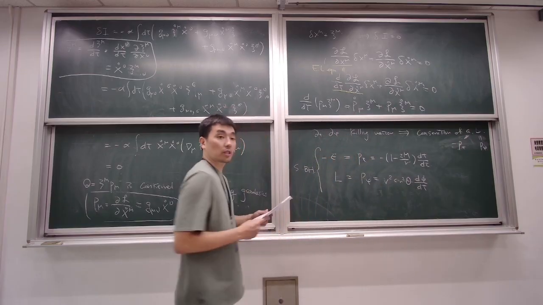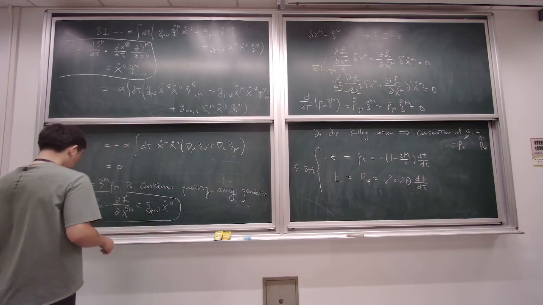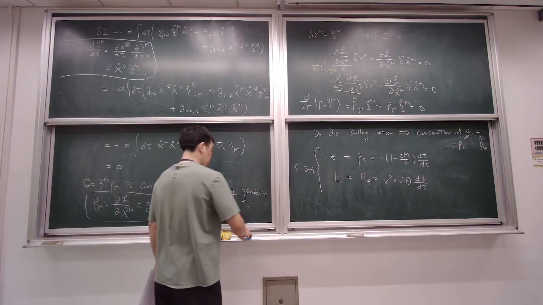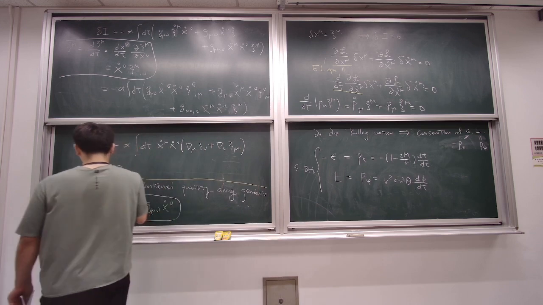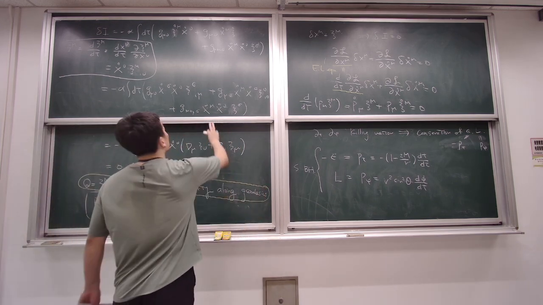Okay. Any question at this moment? So therefore, for a Killing vector, one can define the inner product of the momentum with the Killing vector, which is a conserved quantity along geodesics.